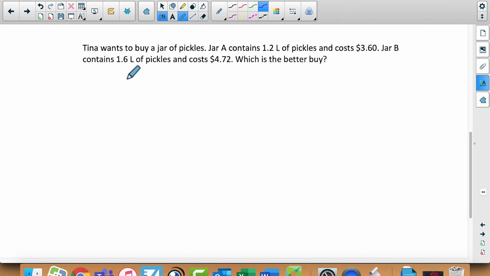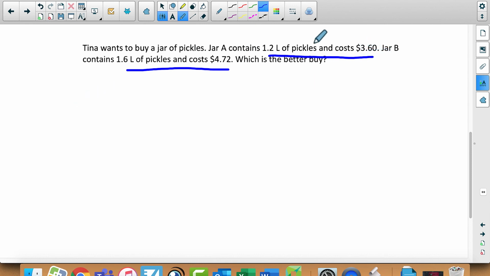Alright, one more. Tina wants to buy a jar of pickles. Good for her. My favorite thing, pickles. Jar A contains 1.2 liters of pickles and costs $3.60. And jar B contains 1.6 liters of pickles and costs $4.72. What's the better buy? Well, it definitely would depend on brand. Let me tell you, there's some good brands of pickles out there. Talk to me if you're interested.